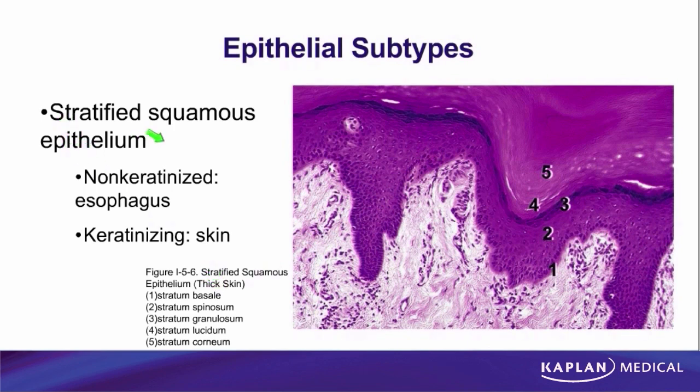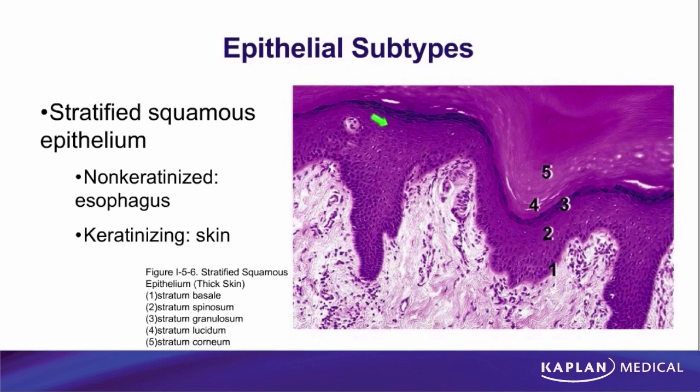Stratified squamous epithelium is going to be found on surfaces that are subject to abrasion. Stratified squamous epithelium is particularly good for resisting abrasion. So we're going to see it on surfaces where there's going to be abrasion. Surfaces like skin, surfaces like the esophagus with food moving down along the surface causing abrasion. So we're going to see stratified squamous epithelium lining surfaces that are subject to abrasion.